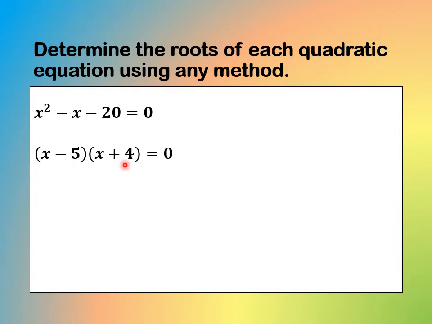Okay? So, we have the factors of x squared minus x minus 20 is equal to 0: the quantity x minus 5 times the quantity x plus 4 is equal to 0. So, by using the zero product property, we need to equate each factor to 0. So, let's start with x minus 5. So, x minus 5 is equal to 0.